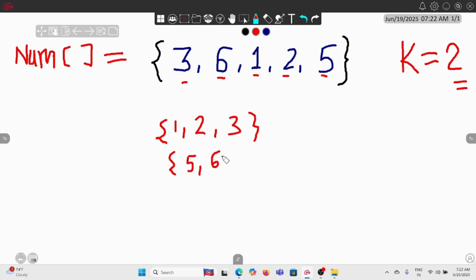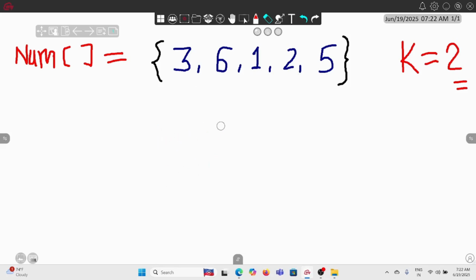Because we are finding the number of subsequences, not printing the subsequences themselves, this gives us one intuition: if we sort this array, our work would be simple. That is why sorting would help us. Let's say I sort this array, it would look like 1, 2, 3, and this would be our 5 and 6.